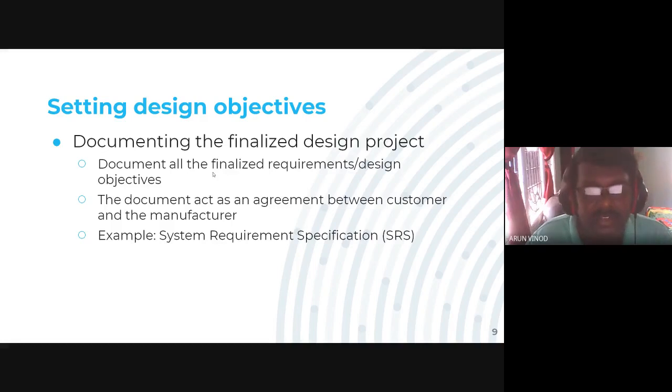In the automation industry, in robotic process automation, they call it the PDD, the product design document. Here it is the system requirement specification. Likewise, some specification document is there. So the finalized design objectives should be documented, and that document should be an agreement between the customer and the manufacturer, right? Excellent.